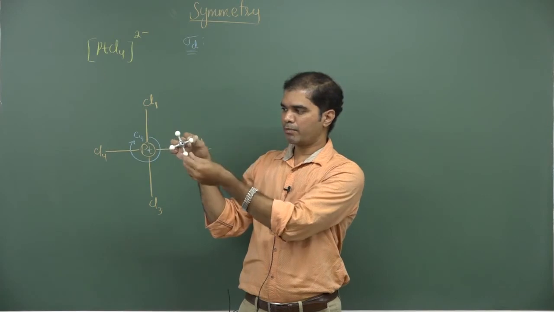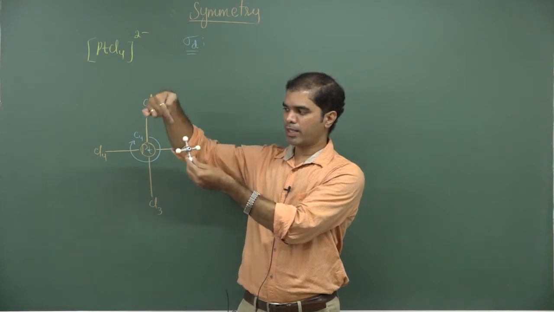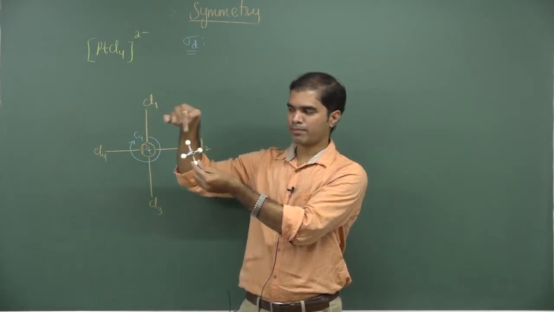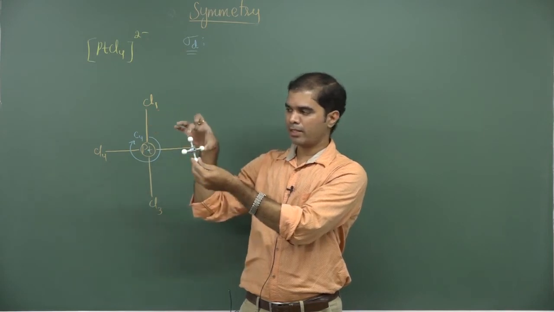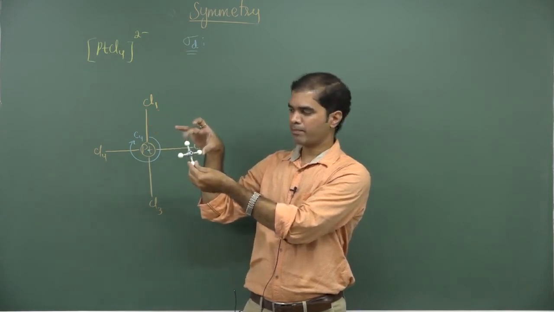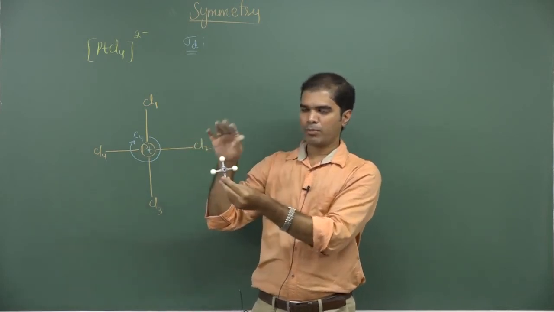So to differentiate between them, what we said is, this you can take it as a C2 and a C2. This and this you can take it as C2 prime and C2 prime. So these two form one set, these two form a second set. C4 is the principal axis. How many planes are present?